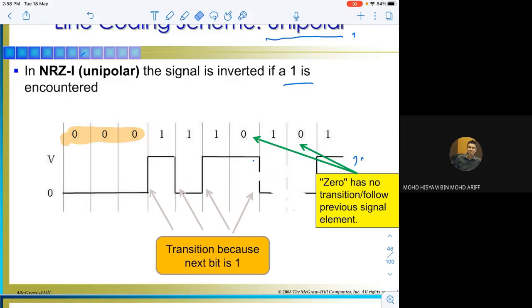Okay, if bit 0 no problem. Bila you ada bit 1 tak ada masalah. Mula-mula you lukis saja macam biasa. Bit 0, 0 lah. Bit 1, 1. Bila jumpa 1, dia akan change. Bila dijumpa lagi 1 sini, dia akan change. Bila ada kosong sini, dia akan follow previous signal. Bila jumpa 1, dia akan change. Maksudnya setiap bit 1 yang jumpa, dia akan berubah.